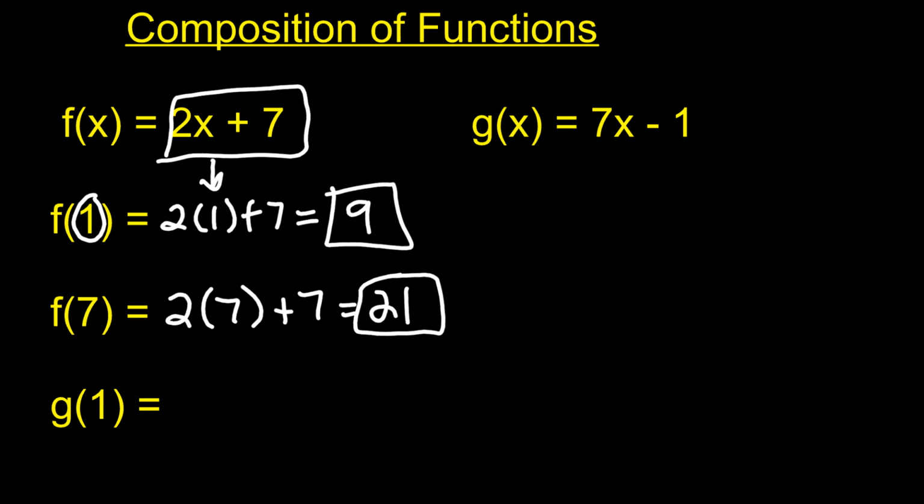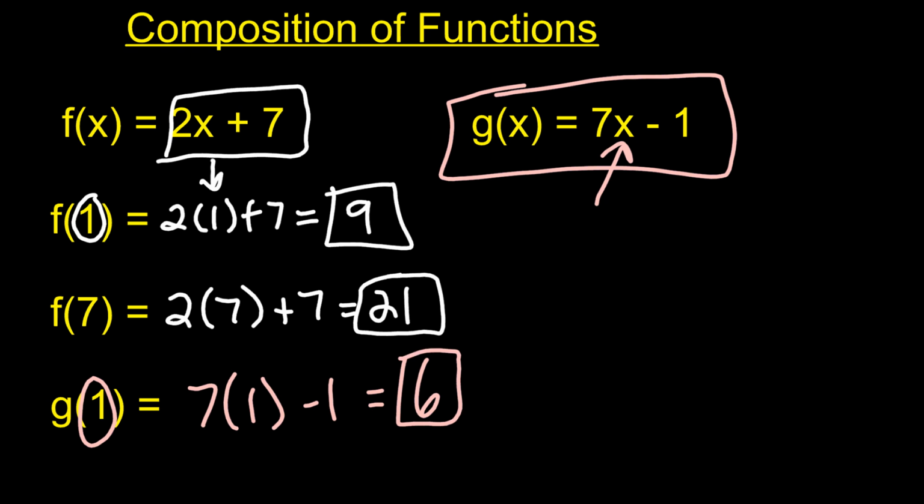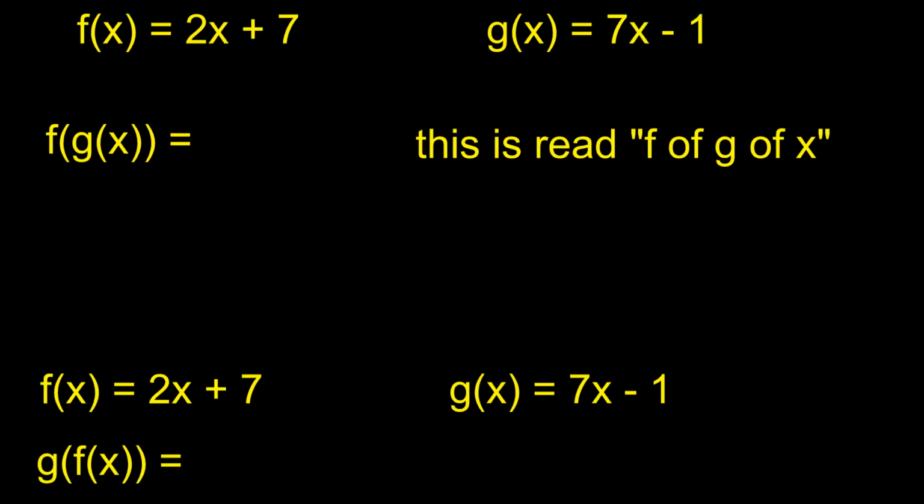So then g of 1 means we move over to this g function. And so we're going to plug 1 in where we see an x. So this is going to be 7 times 1 minus 1. And 7 times 1 is 7, minus 1 is 6. So g of 1 is equal to 6. So for composition of functions, we're going to do something pretty similar to this, but take it to the next level.